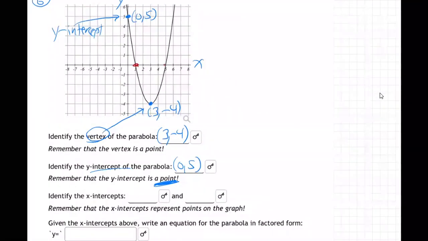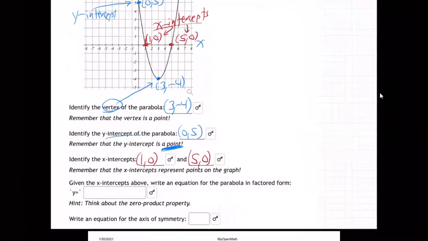And then identify the x-intercepts. That's here and here, right? This one is over 1, up 0, and this one is over 5, up 0. Again, those are points, which means those have two numbers to them. You can't just say 1 and 5. You've got to say (1, 0) with parentheses around it, and (5, 0) with parentheses around it.